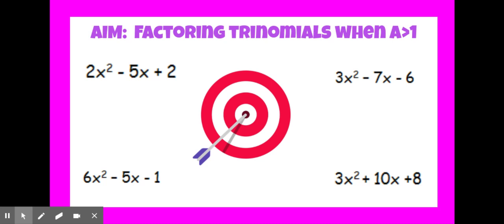Hey guys, so today we're going to take it up a notch and we're going to factor trinomials when a is greater than 1. A is just really a fancy way of saying the term in front of x squared. If you notice, all of these trinomials here have a coefficient in front of x squared. That's what we're going to be factoring today.